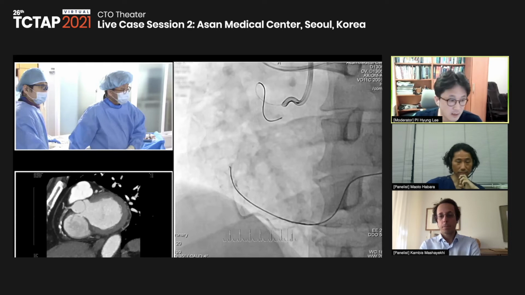So for this case, the tortuosity was quite high, and the diameter of the septal was small. So that puts the score very low for the G score. So that was the one reason that I chose the epicardial.